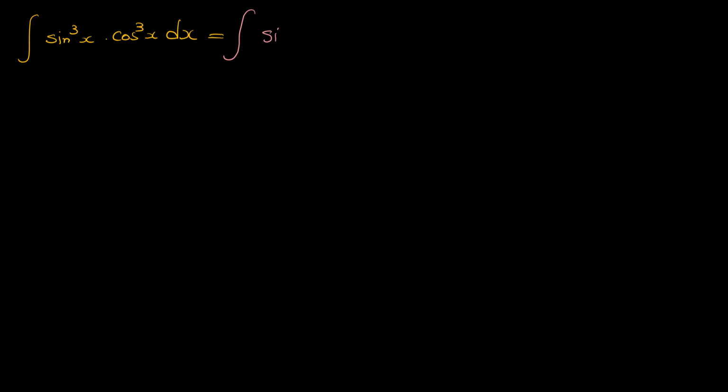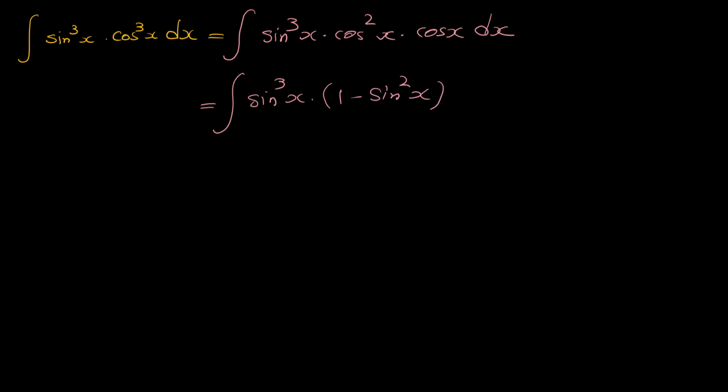So basically we leave sine to the 3x here, and we write cosine to the 3 as cosine to the 2x times cosine x dx. Now because we saved one cosine here, we have to write this part in terms of sine. So cosine to the 2 is 1 minus sine to the 2. So this equals the integral of sine to the 3x times 1 minus sine to the 2x times cosine x dx. Now we choose u as sine x because the derivative of u is cosine x, and exactly we have cosine x here.